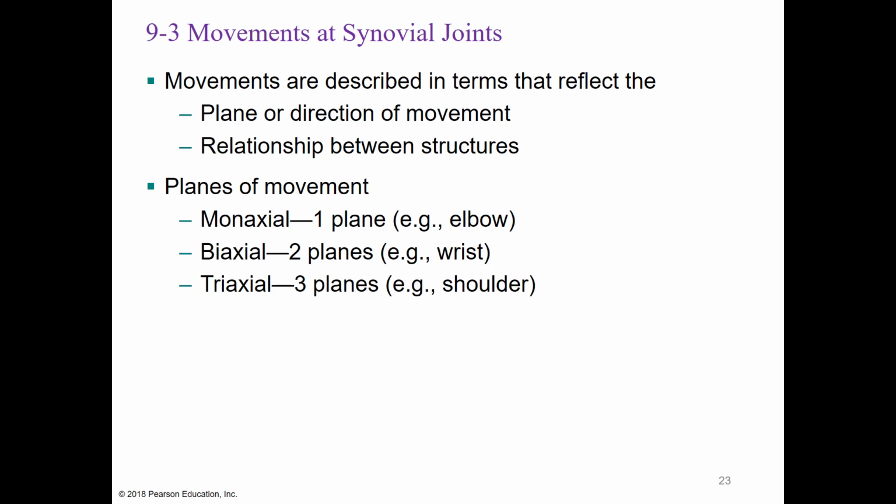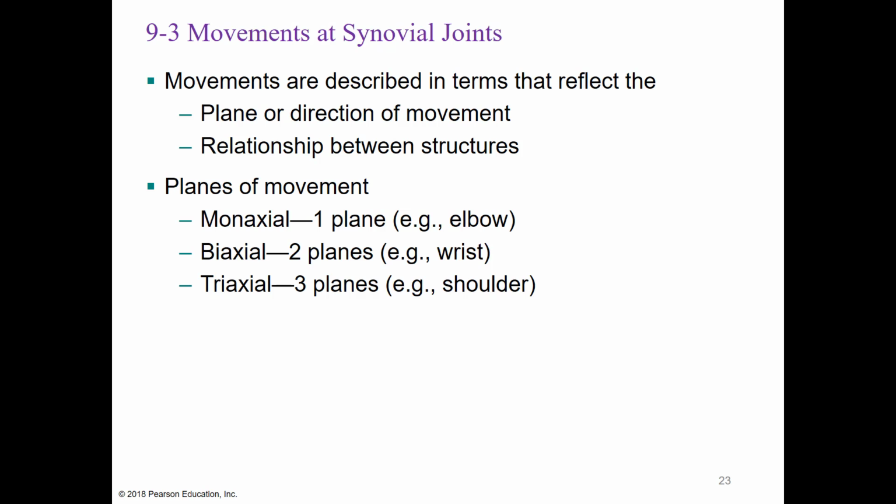If you have your hand out straight in the anatomical position, your wrist is an example of a biaxial joint because you can bend your wrist back with your fingers towards the posterior, or you can bend your fingers forward towards the anterior surface.